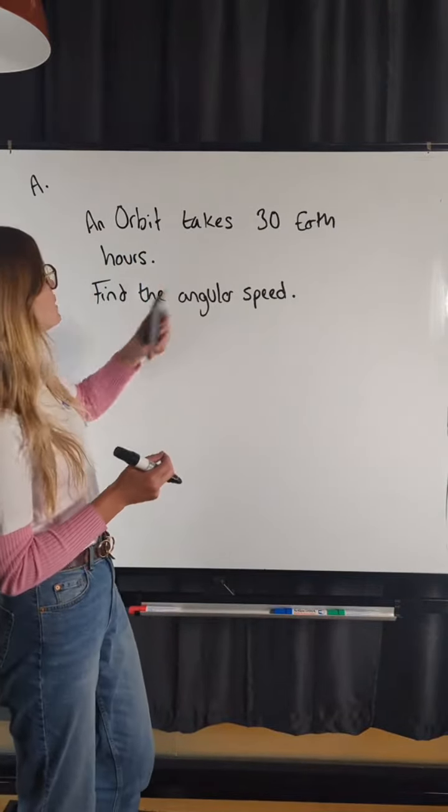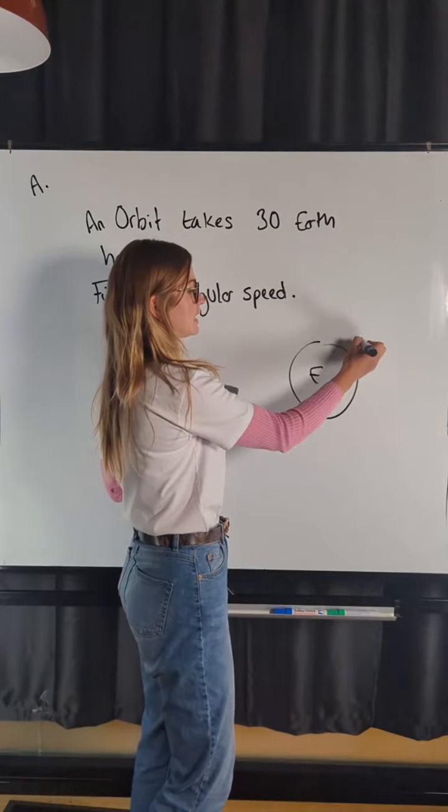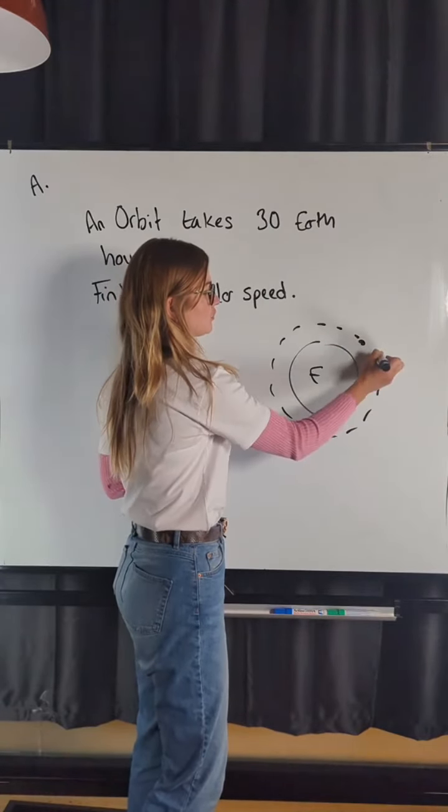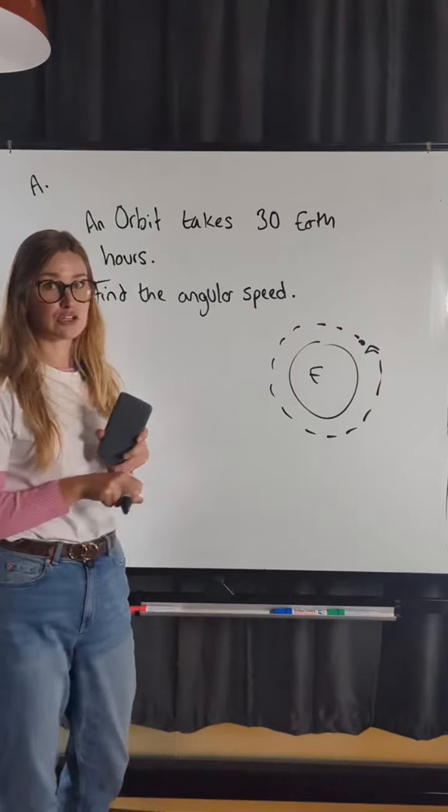So an orbit takes 30 Earth hours. So for example, here's my planet Earth, and it's some satellite that's going to be in orbit around the Earth, and the time there is going to take 30 hours. What's the satellite's angular speed?